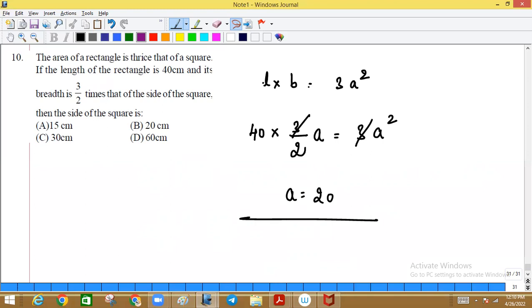Length into breadth is equal to 3 times the square, as I said. Then length is 40, breadth is 3 by 2 times the side of a square. 3 cancel, a also cancel. Now what is left on the right hand side? Just a. Left hand side 40 by 2, which is 20. So what is the side of a square? Side of a square is 20. That's what he's asking there.